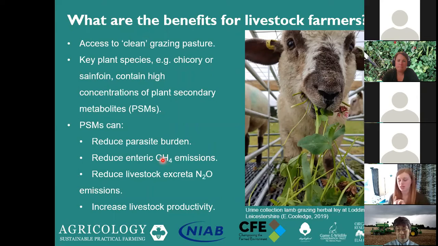Herbal leys contain species such as chicory, sainfoin, ribgrass, bird's foot trefoil. This is what Lydia's already shown you, the little pink plant that she's got. These contain high concentrations of plant secondary metabolites, which we nickname PSMs. These can reduce the parasite burden by reducing the motility of the parasite inside the grazing animal. It can reduce the methane emissions, CH4, by altering the rumen microbiome, so basically the biology within the sheep. And it can reduce the livestock excreta nitrous oxide emissions.